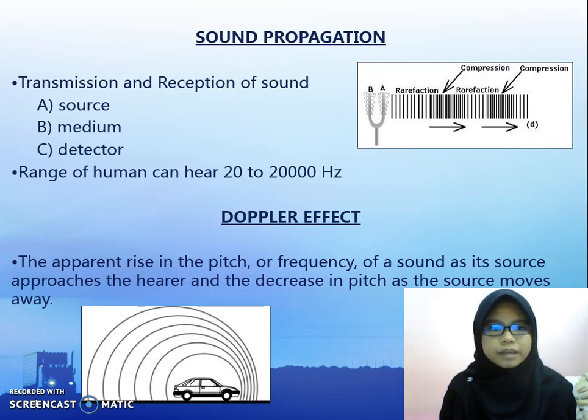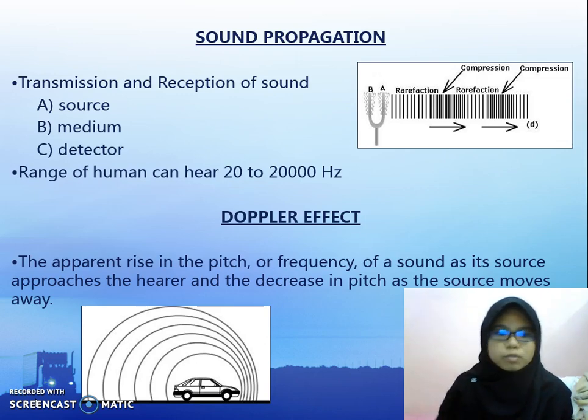Sound propagation, transmission and reception of sound: first source, second medium, and third detector. Doppler effect. The Doppler effect is an apparent rise in the pitch or frequency of a sound as its source approaches the hearer, and a decrease in pitch as the source moves away.